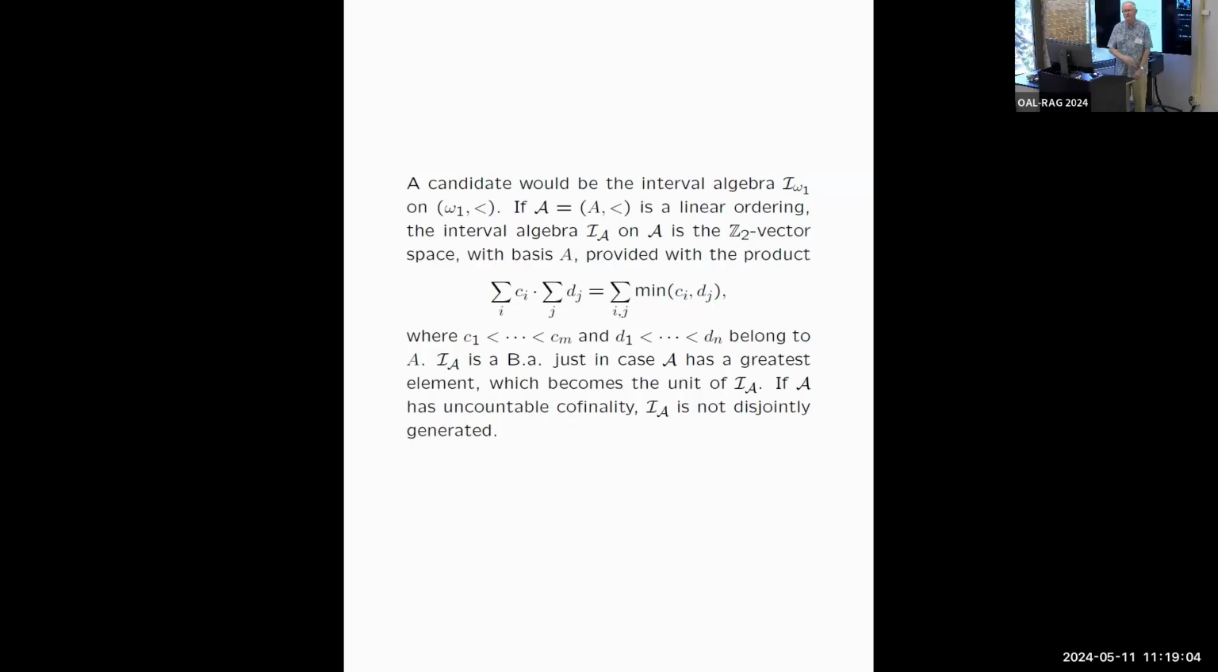It turns out, though, that if you start with a linearly ordered set that has uncountable cofinality, so no countable sequence is cofinal in the ordered set, then this interval algebra is not disjointly generated. So the interval algebra on omega 1 is not disjointly generated. And so then the question is, could it be unit embeddable? I thought about this question for a long time. I didn't resolve the status of the interval algebra on omega 1, although I have learned something about it that I'll tell you about a little later.